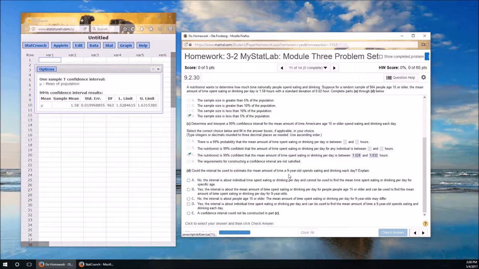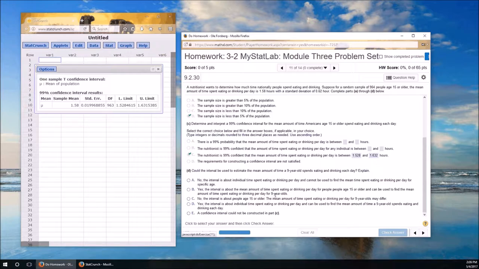So let's see which of these five we could click on. A says no, the interval is about individual time spent eating and drinking per day. The interval is not about individual time, it's about averages and expected time spent. So it's not A. It's not B because it says yes. The interval is about the mean. That part is true, but it says it can be used to find the mean amount of time for nine-year-olds. No, it can't, because a 9-year-old is not 15 or older. 9-year-olds are very different from 15-year-olds. Just listen to their jokes.